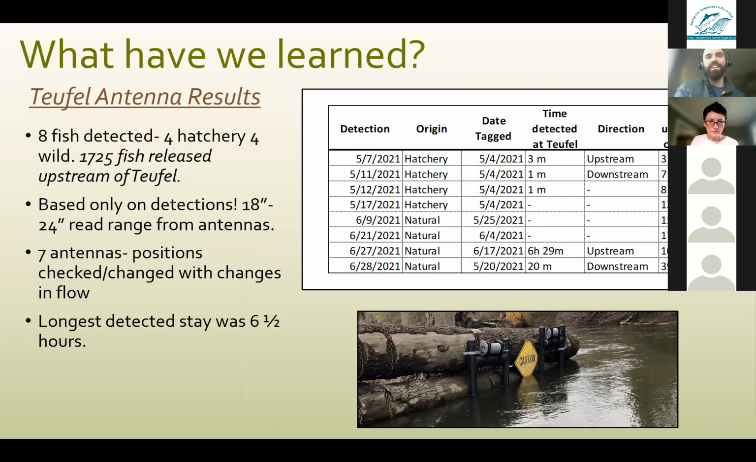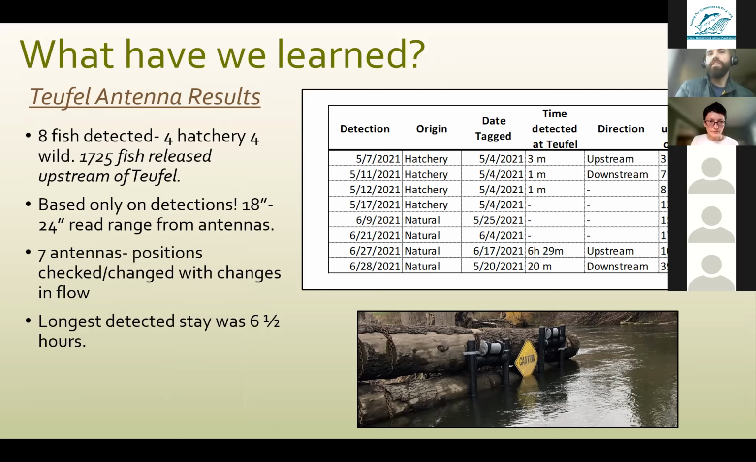Now, we can't say that only 8 fish used it because we definitely don't have a perfect detection efficiency. The antennas are these rigid plastic rectangular antennas again, and their read range is only about 18 inches to 2 feet. So fish have to get fairly close. They also change effectiveness with water elevation. So I had to go out weekly and adjust them up and down the bank to make sure that they were always in the water and close to the margin where fish would be.